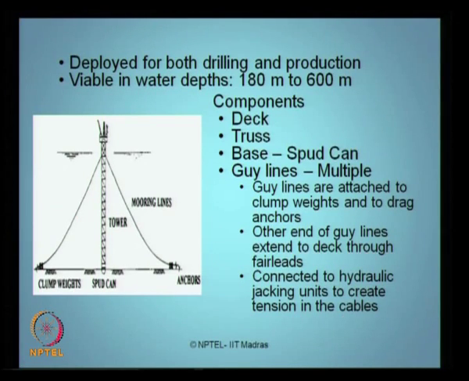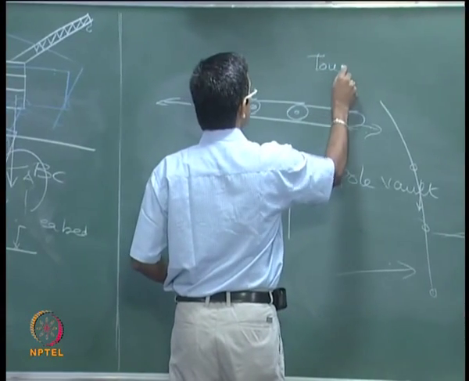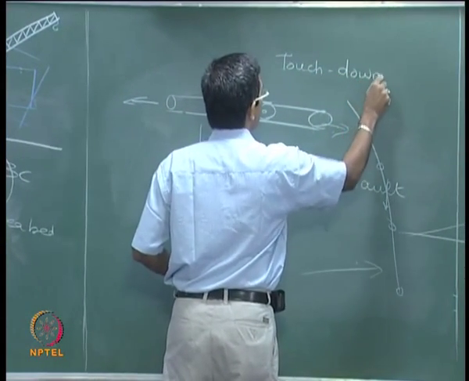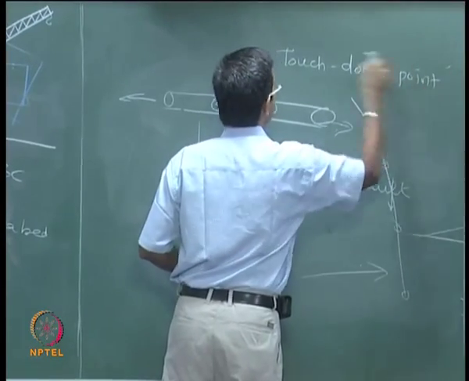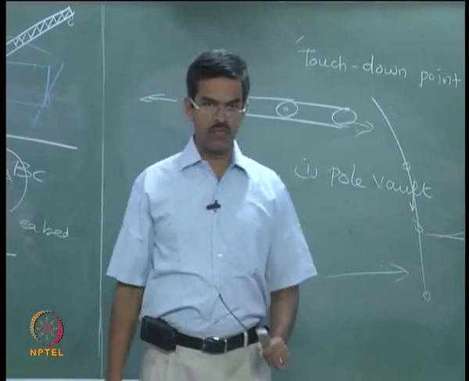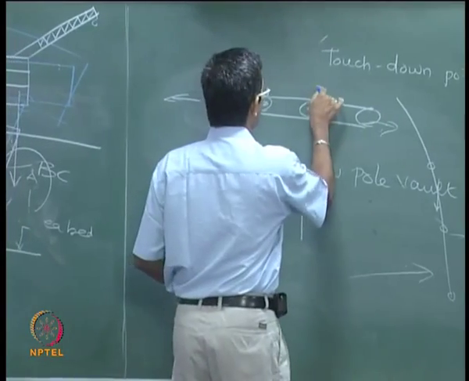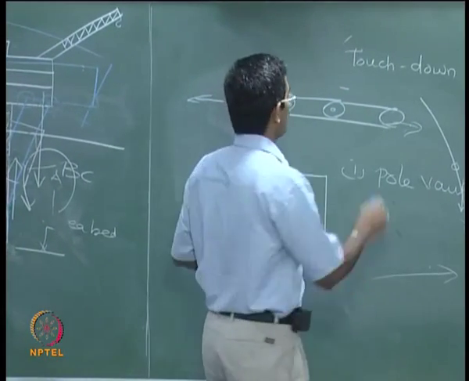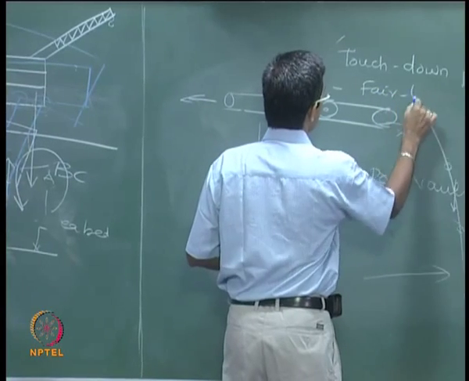For interesting information, I want you to remember these points. This point is technically called the touchdown point. It is the point where the cable touches the sea floor. This is the point where the cable touches the structure, this is called a fair lead. So, the touchdown point is the point where the mooring line touches the sea floor, and the second point where the mooring line touches the structure is what we call a fair lead.